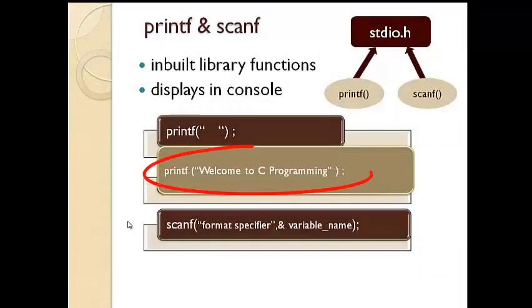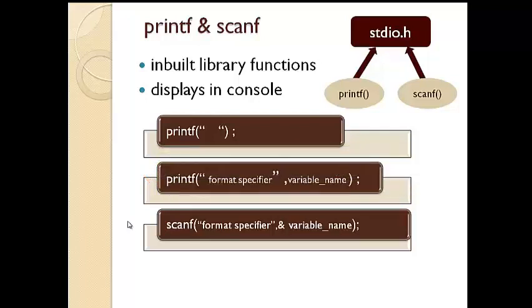I want to display the content "welcome to C programming", so I can give this content within double quotes, and it will be displayed as it is in the console. The second option is displaying the value of a variable. To display this, the printf function takes two things as parameters. In the first part, you mention the format specifier, and after the comma, you mention the variable name. A format specifier is a character sequence that starts with a percentage sign.